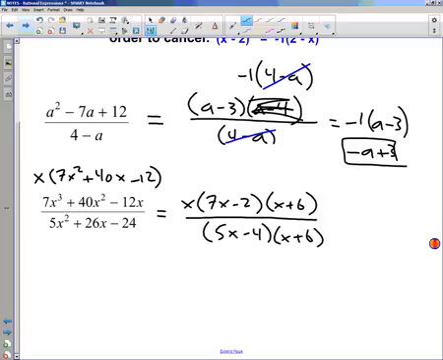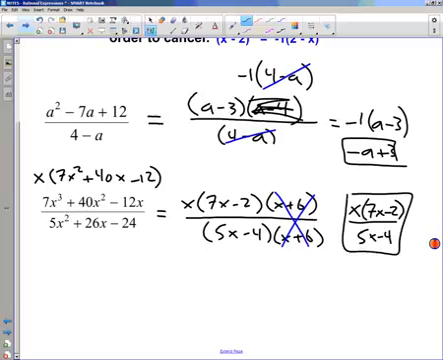So we do have a couple factors that match. We can go ahead and cancel those out here and write down our final results. I'm just going to leave these in factored form. As long as you've reduced everything else, that's fine. You can go ahead and leave it in factored form. So 7x minus 2 on the top, 5x minus 4 on the bottom, and that will be our final answer.